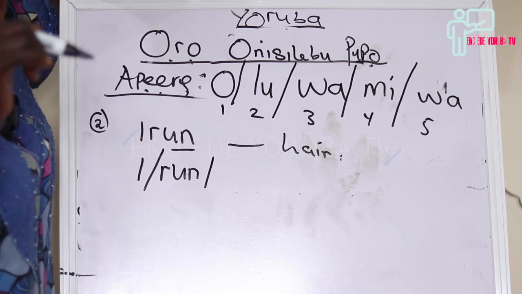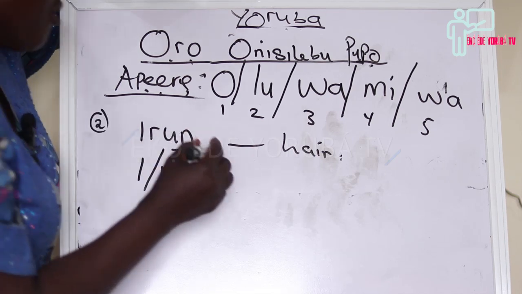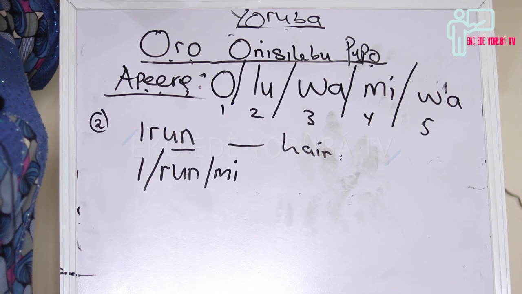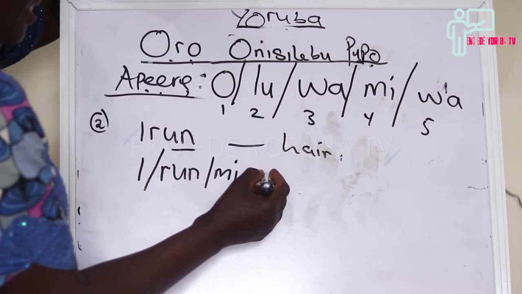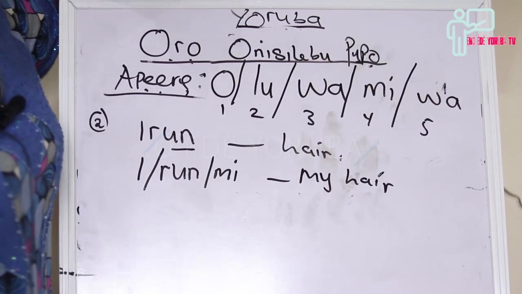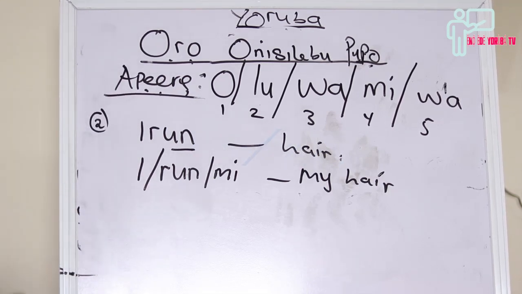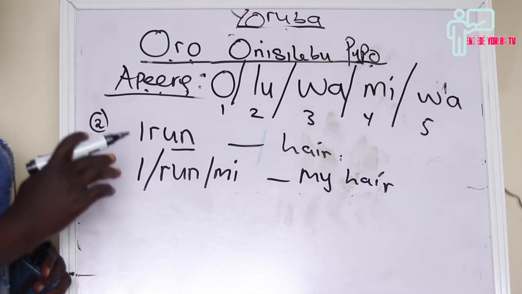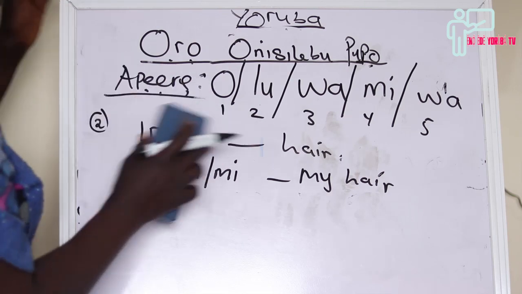So I want to put one more. Irun mi. You can see it. I make it 3. Irun mi, my hair. The more you are calling it outside, that's the way you put it down. Irun mi.